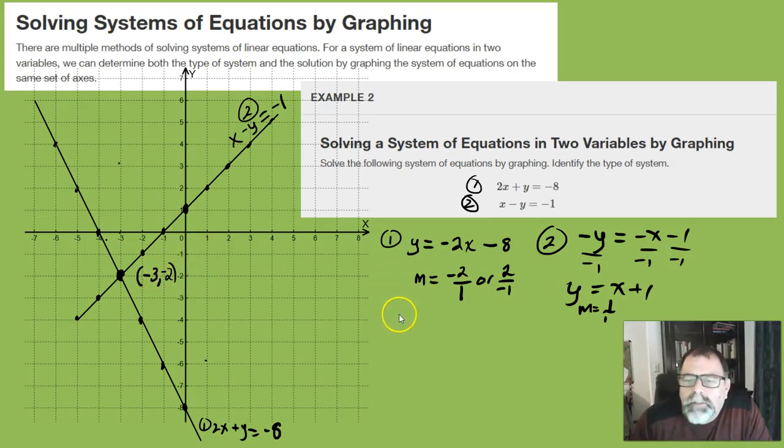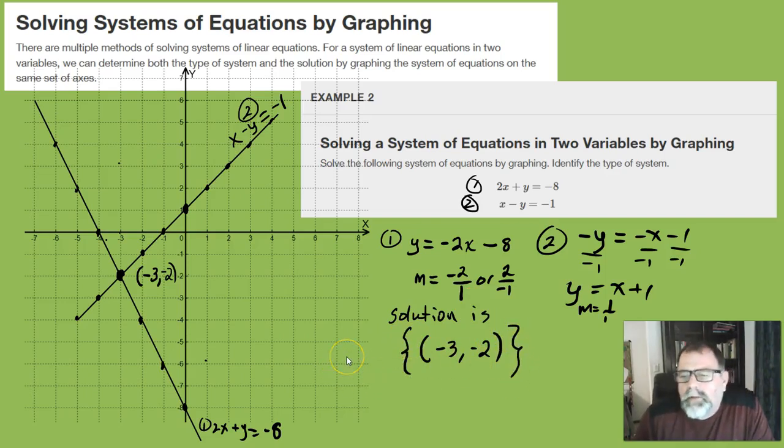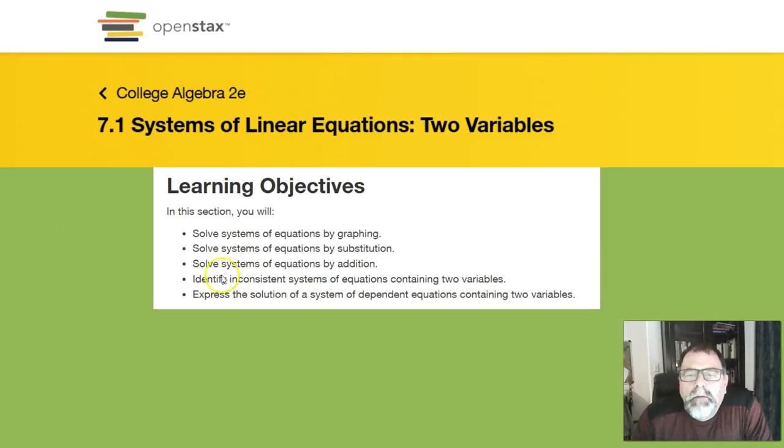So my solution is -3, -2, right? And I like to put it in a solution set, using braces, so it's the set that contains the one point, -3, -2. Okay, the next learning objective is solve systems of equations by substitution, which is our next method.